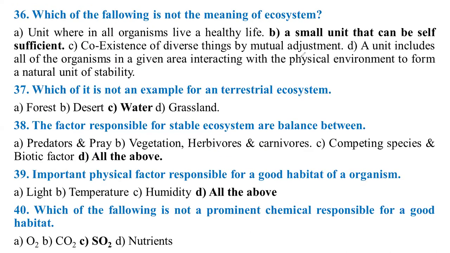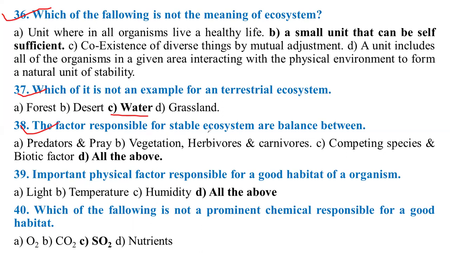Moving further, which of the following is not the meaning of ecosystem? Please read out the four options. Which is the best answer? Actually, a small unit that can be self-sufficient. That is the wrong statement. Which of them is not an example of terrestrial ecosystem? Actually, water is not an example of terrestrial ecosystem. The remaining, like forest, desert, grassland, belong to terrestrial ecosystem.